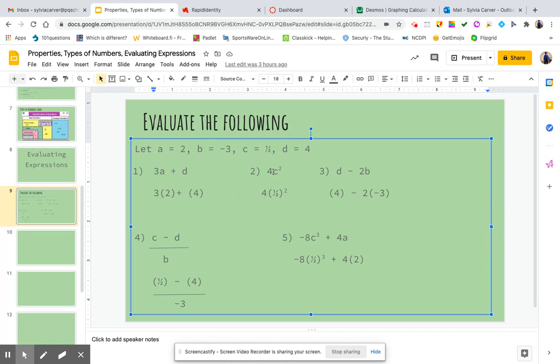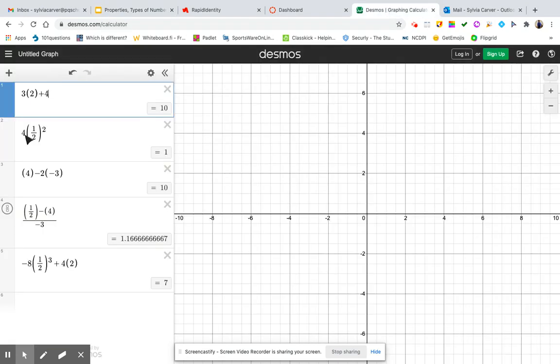Number 2, 4 times c squared. We're going to take our value from up at the top. It says that c is a half. So again, we're going to put some parentheses around it. I plugged in 1/2, and then in Desmos, we're going to type in 4, parentheses, 1 divided by 2, close parentheses, and then we're going to square it. Then we'll type that in Desmos, and for number 2, our answer is 1.